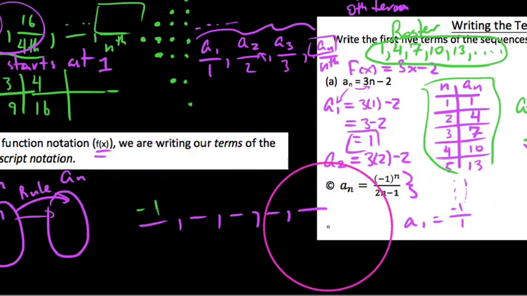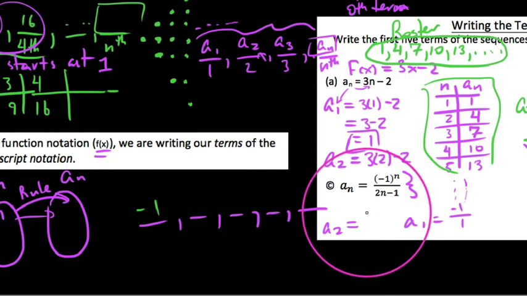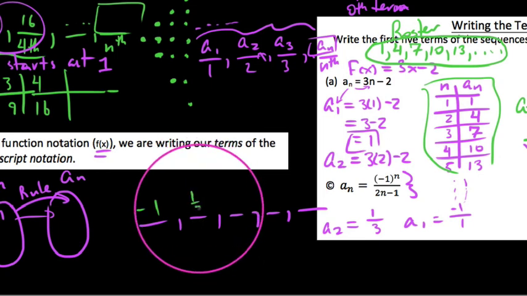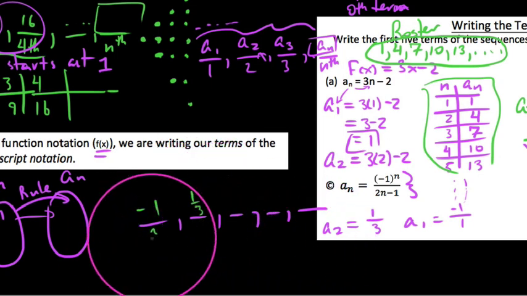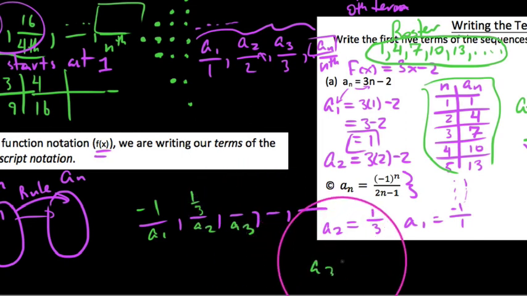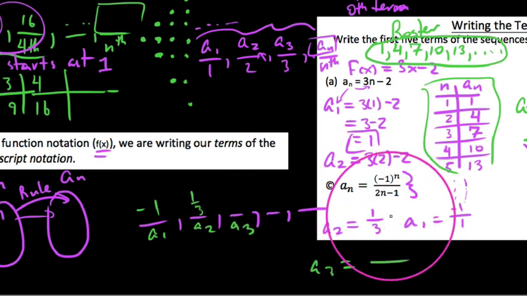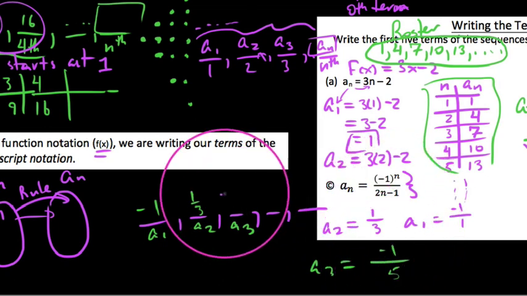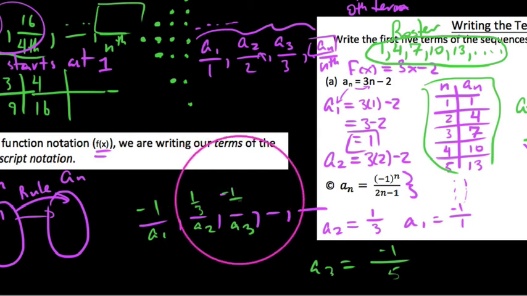If we do this again, however, what is a2? I get negative 1 to the 2, which is positive 1, and then 2 times 2 minus 1, which is 3. So I get a third. And you can see how we could keep finding these values here. a1, a2, a3 would be just as simple. For a3, I notice that negative 1 to the third power would be negative 1. And then 2 times 3 minus 1, which is 6 minus 1, is 5. So I get negative 1/5 here.